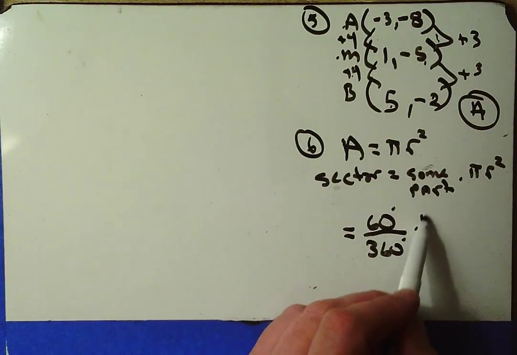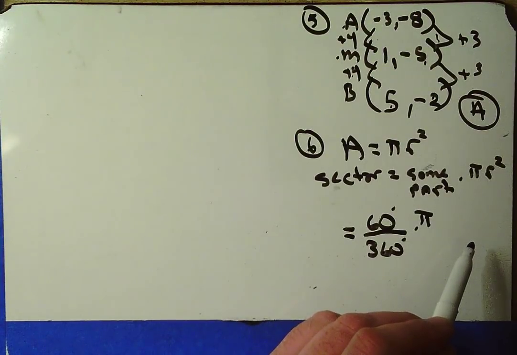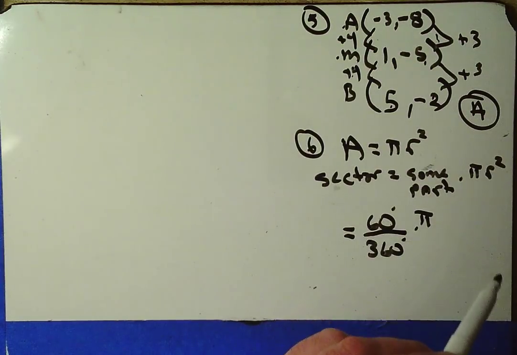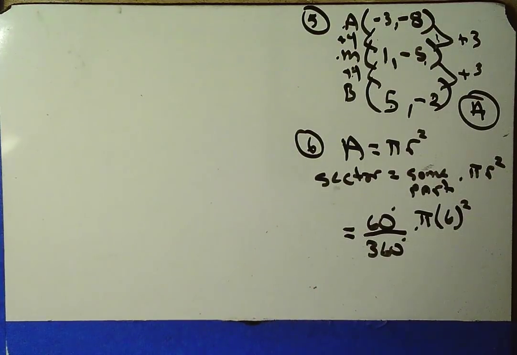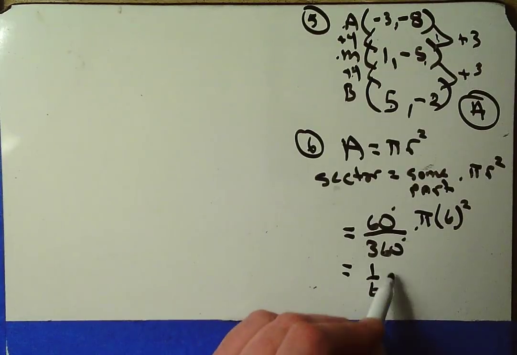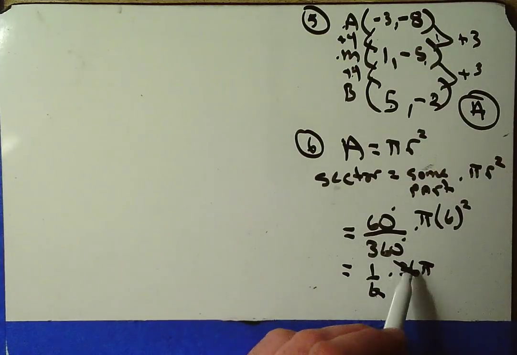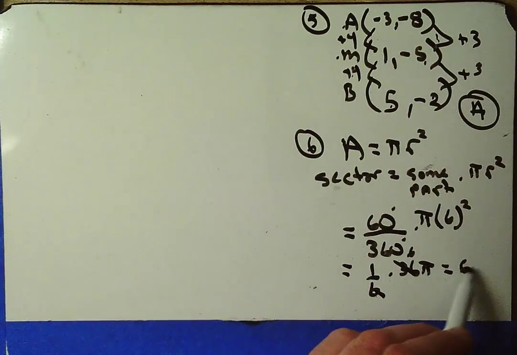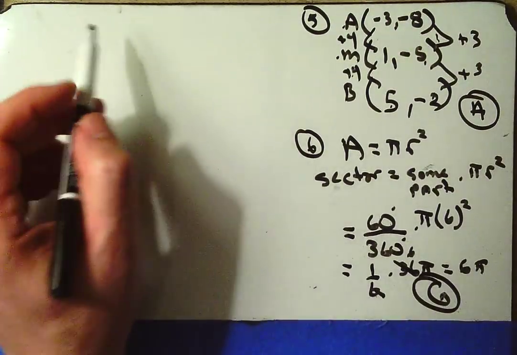times pi, and the radius here, well, I see when I count the boxes, that the center of the circle is located at -1, 0, and so the radius must be 1, 2, 3, 4, 5, 6. So this would be 6 squared. Okay, so that's 1/6 times 36 pi. The 6 and the 36 can do some canceling, and I end up with 6 pi, which is choice G for number 6.